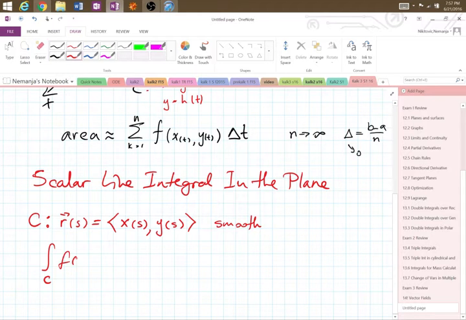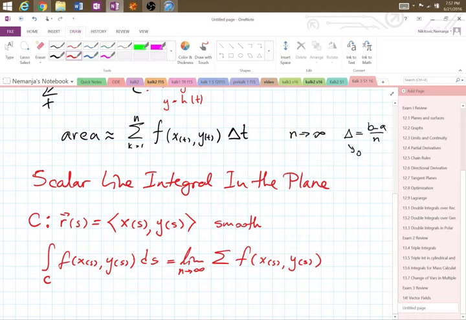So we have the integral of f of x of s, y of s, ds is equal to the limit as n goes to infinity of the summation of f of x of s, y of s, those are the parametrized values, times the delta s. Okay. So this is the definition.